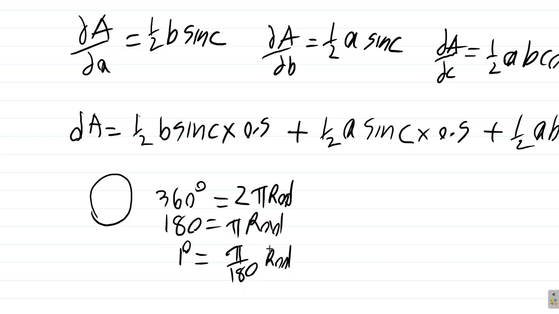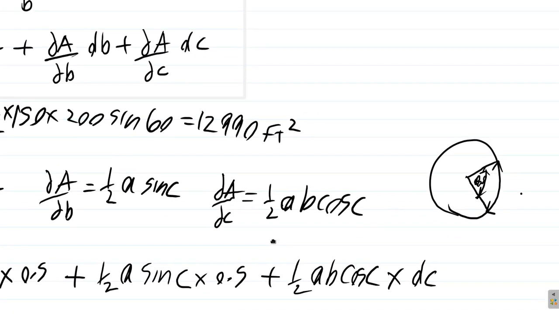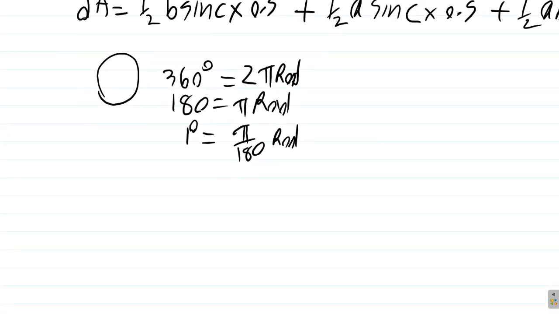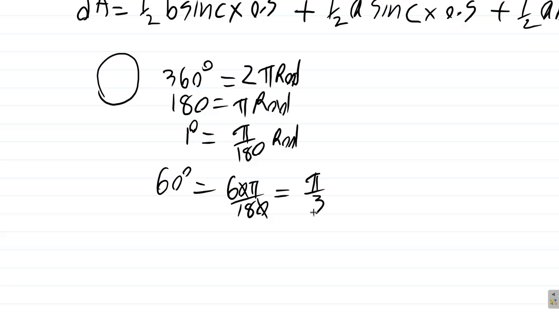So 1 degree is this. Then you turn the 1 into 60. 60 degrees, just multiply the 1 by 60. Multiply the right hand side by 60, you get 60 times pi over 180. This would amount to what? Cancel down, it's going to be pi over 3, one third pi radian. So 60 degrees is one third pi radian.